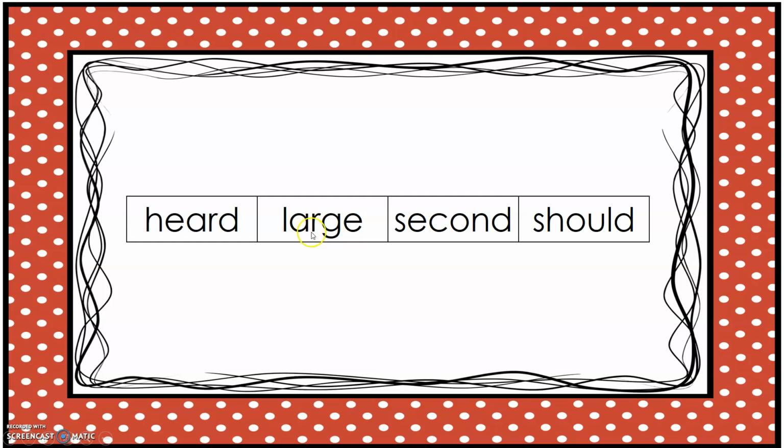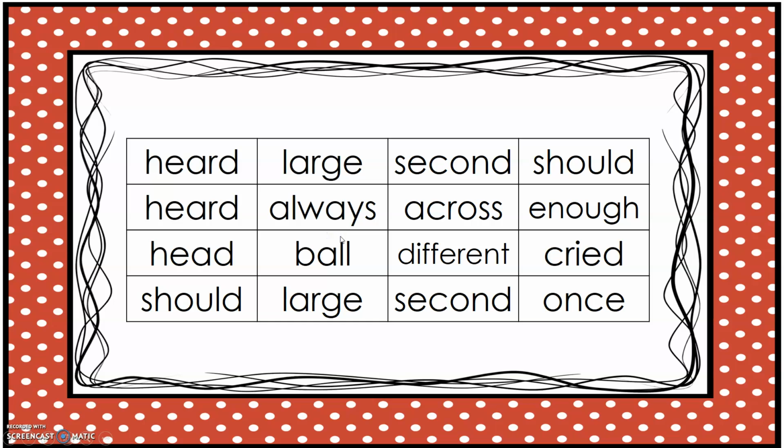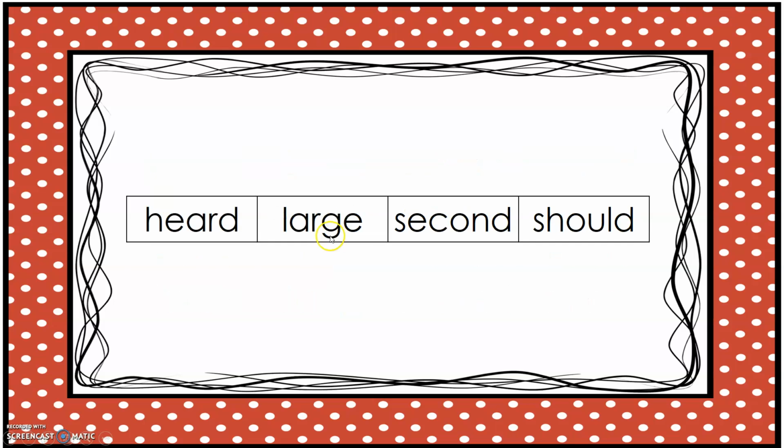The next word is large. Say the word, spell the word, and say the word again. Whoops, get back there. The next word is second. Say the word, spell the word, and say the word again.